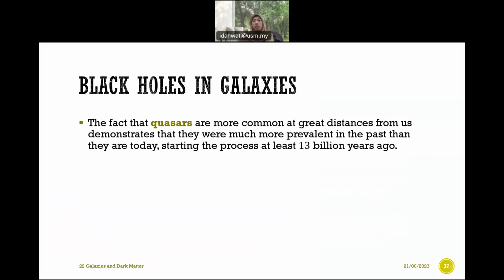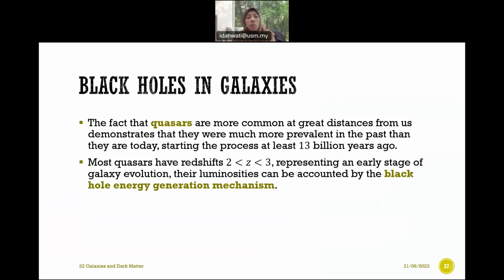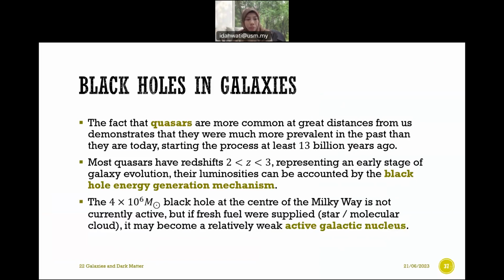Now about the quasars: the fact that quasars are more common at great distances from us demonstrates that they were much more prevalent in the past than they are today, starting the process at least 13 billion years ago. Most quasars have redshift between 2 and 3, representing an early stage of galaxy evolution, and their luminosity can be explained by the black hole energy generation mechanism. Then it will become a relatively weak active galactic nucleus.